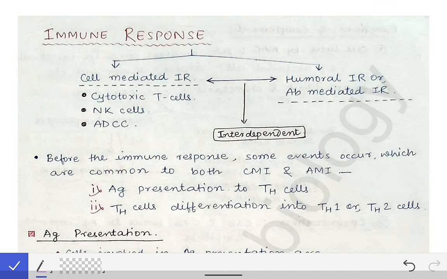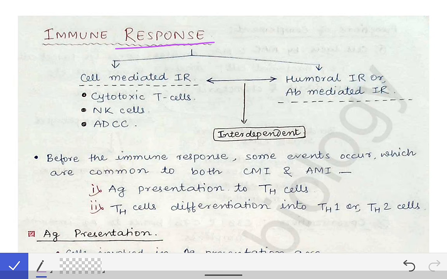As we have discussed the complement system, now we are going to discuss the immune responses. Although this topic is not very important from an exam point of view, it is important to understand it to understand the mechanism of immunity in our body. So let's start with the classification of the immune response.